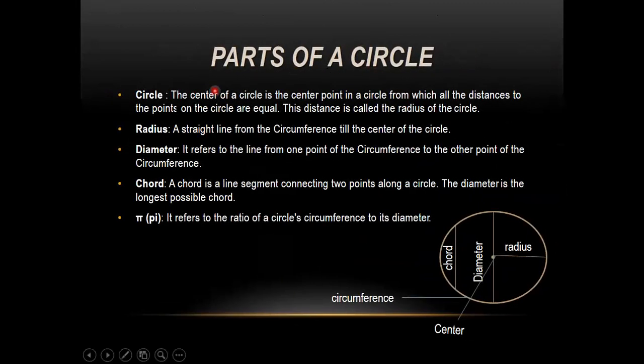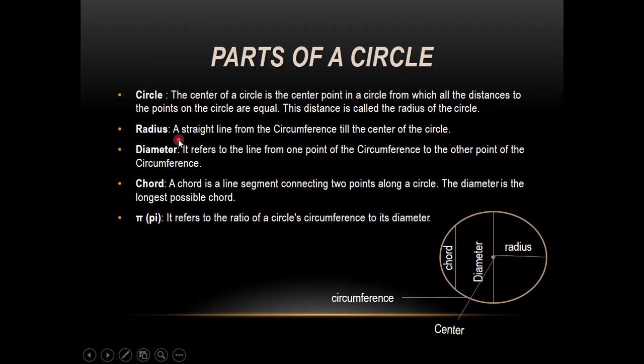Parts of a circle. The center of a circle is the center point in a circle from which all the distances to the points on the circle are equal. Already we have learned center. See, this is the center. That distance is called the radius of the circle. See here, from here to here, this is called radius.